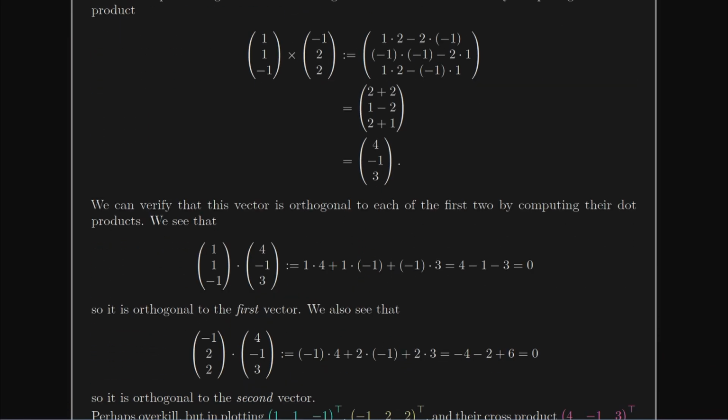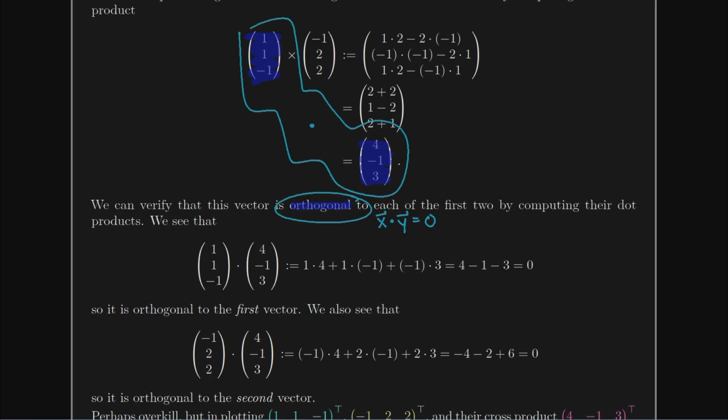And if I want to verify that this is orthogonal to each of the first two, so if I want to say that that's orthogonal to that, all I have to do, recall, orthogonality says x dot y is equal to 0. It's that very special case of finding the angle between vectors. Let's go ahead and compute the dot product here and verify that it's equal to 0. So the dot product is just going to be the first entry times the first entry plus the second entry times the second entry, plus the third entry times the third entry. We do indeed get 0 out of that dot product.